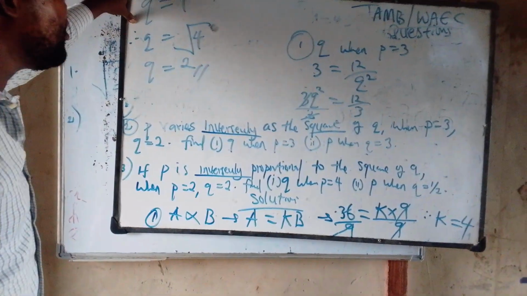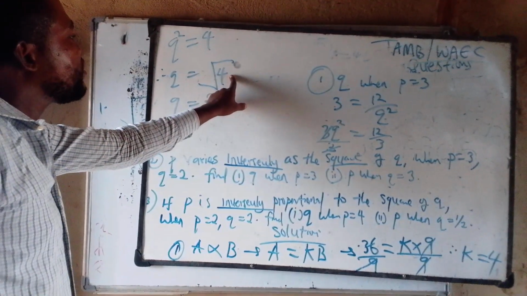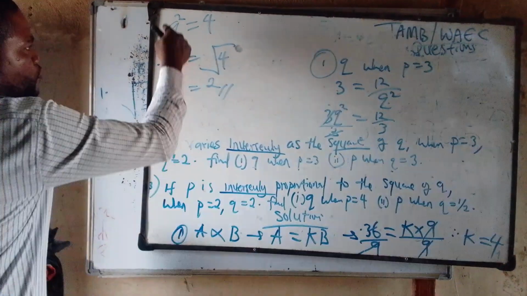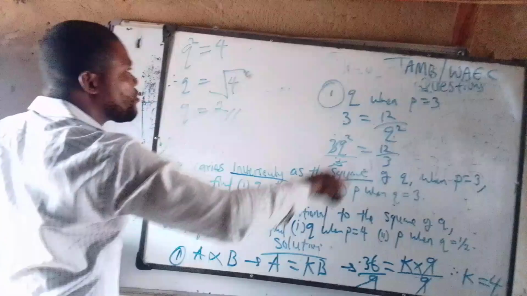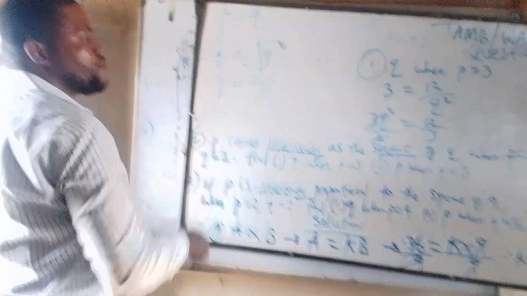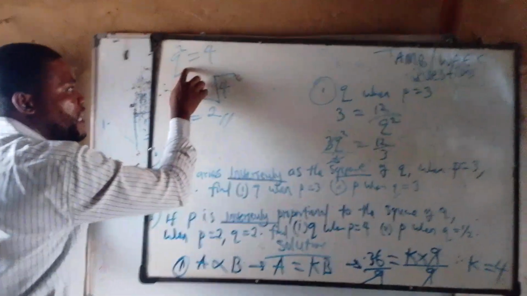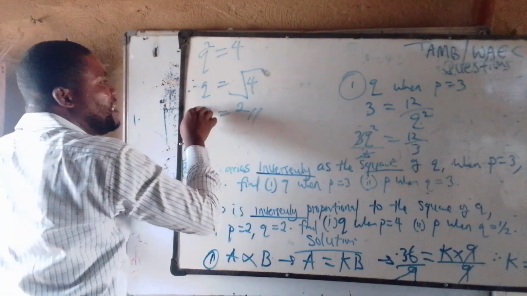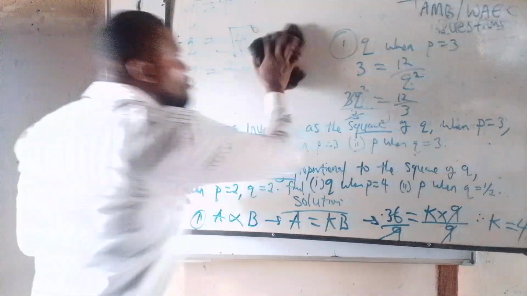They say find Q, they don't say find Q squared. Therefore, to find only Q, it is the square root of what? 4. If they said find Q squared, I would not take the square root of 4. But here I have the Q squared. To now find ordinary Q, it is the square root of 4, which is equal to 2. This is my number 2 answer.